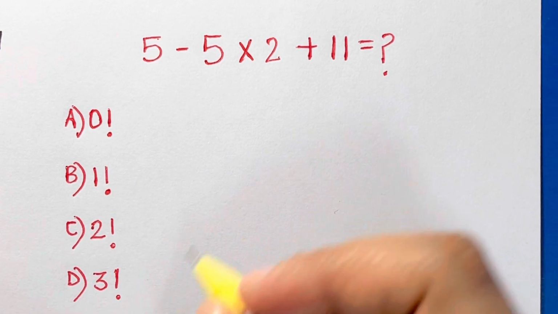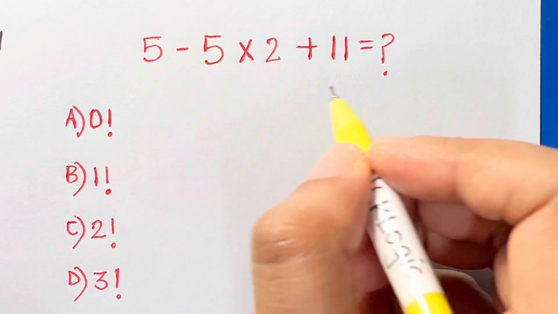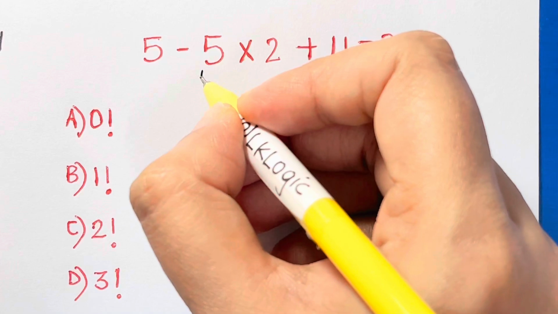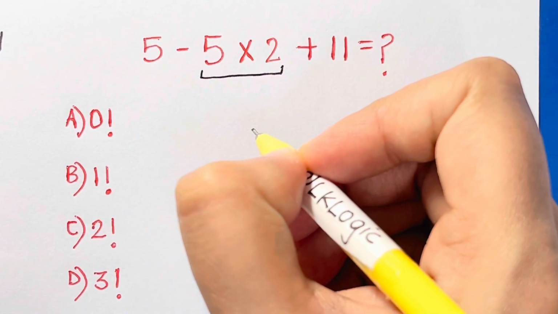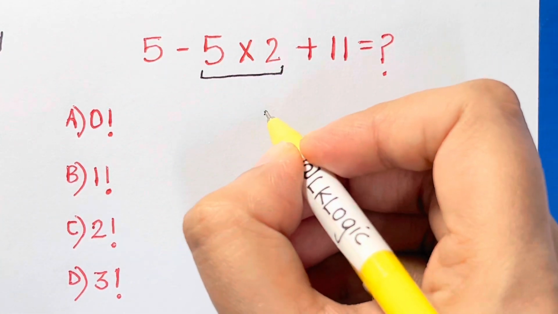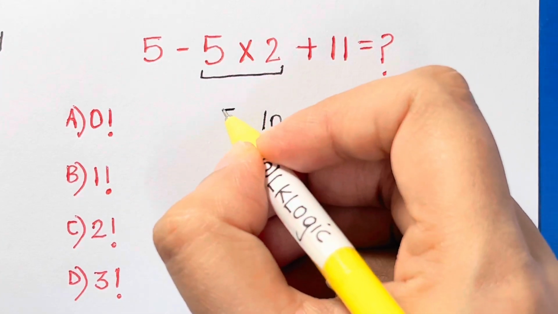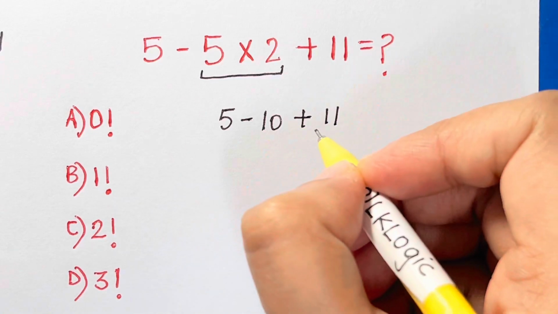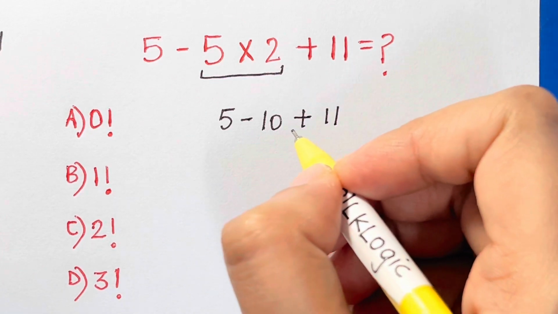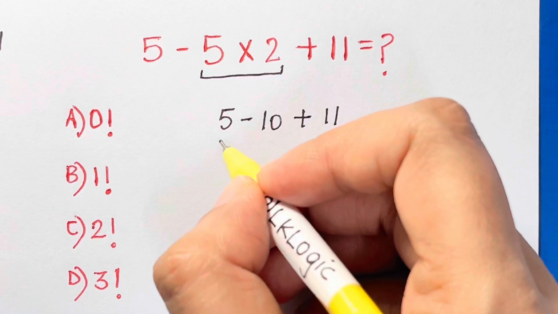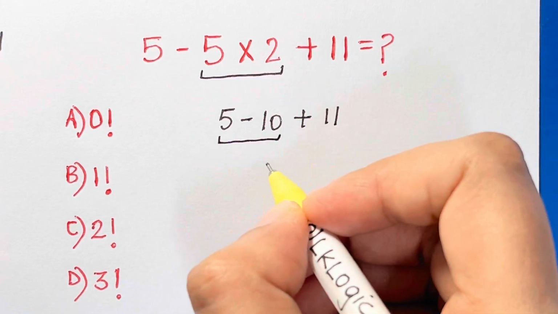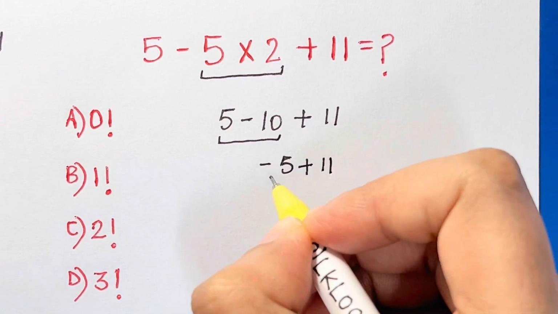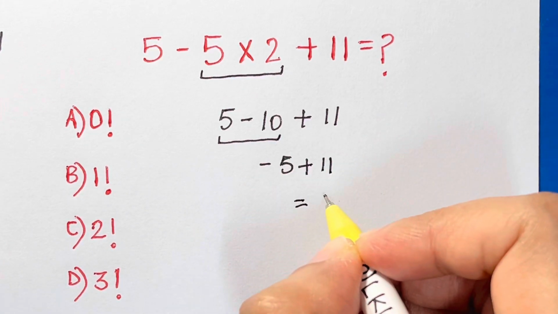So let us solve this. First of all, if you're using BODMAS or PEMDAS, the precedence goes to multiplication. So let's do 5 times 2, which is equal to 10. And we have 5 minus 10 plus 11. Now when you have addition and subtraction, you give the precedence from left to right. So 5 minus 10 is negative 5 plus 11. 11 minus 5 is equal to 6.